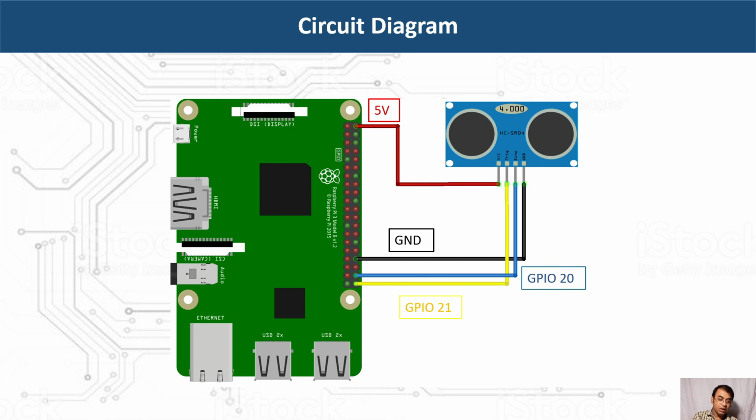Number 2 is trigger, which is connected to GPIO port number 21. Then you have echo. Echo is connected to GPIO port number 20, and lastly you have ground. Ground is connected to the ground pin of Raspberry Pi. So already I told you that trigger is used to generate the sound wave, or you can say pulse, and it will bounce back and echo will receive it. Then you have to calculate the duration, that is the sending signal time and the receiving signal time. Then you have to convert this duration into the distance by using some standard formula.